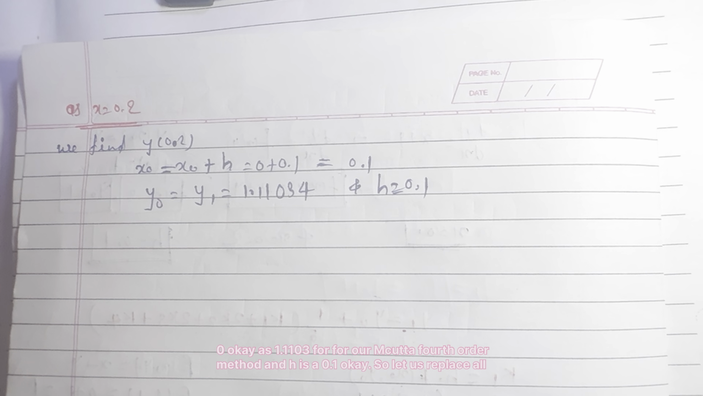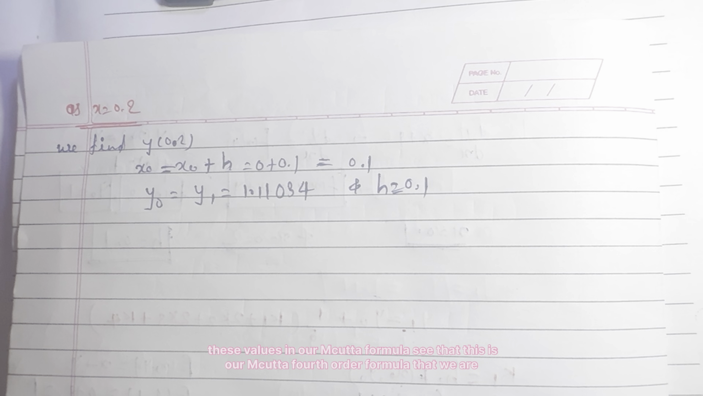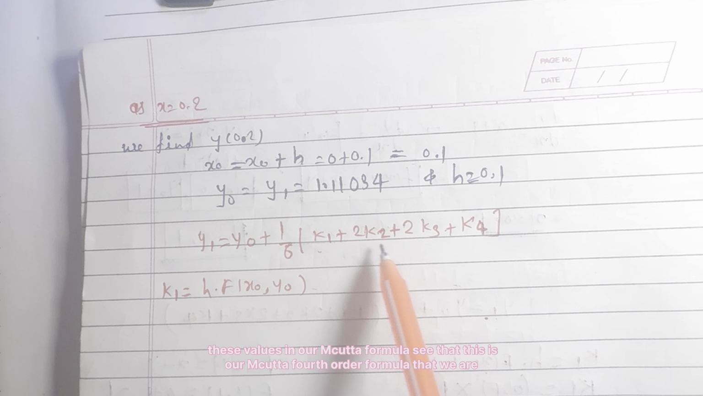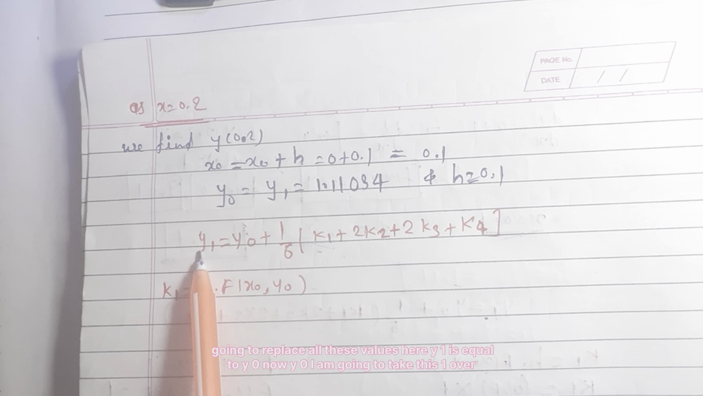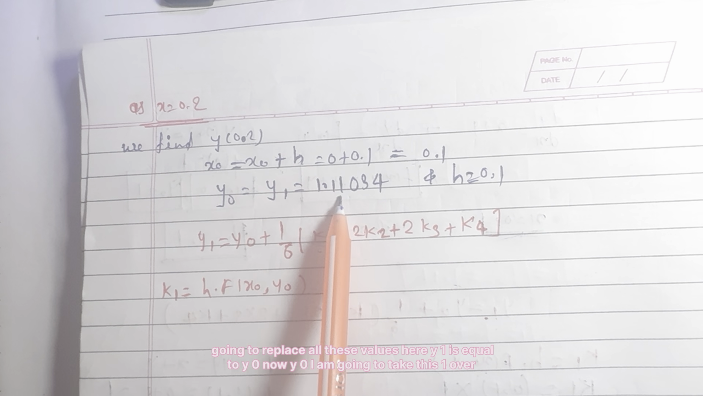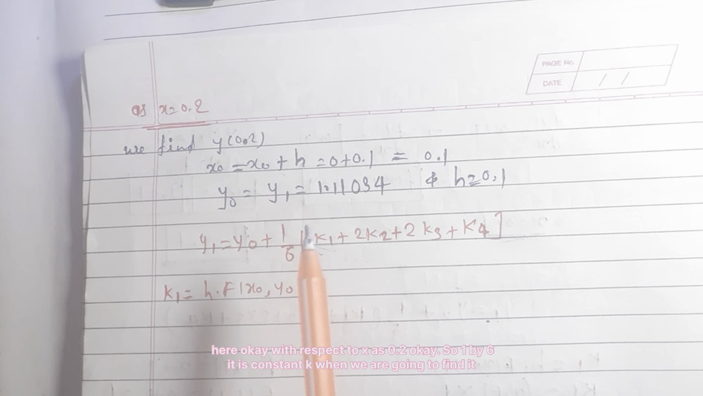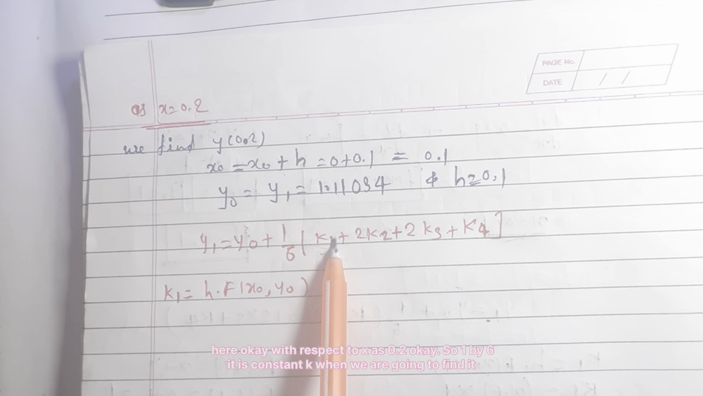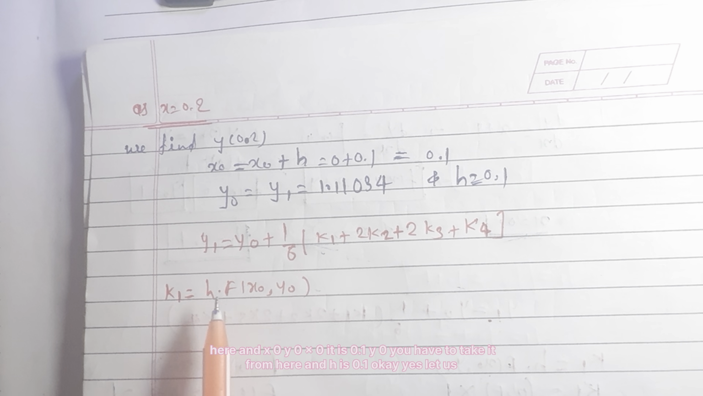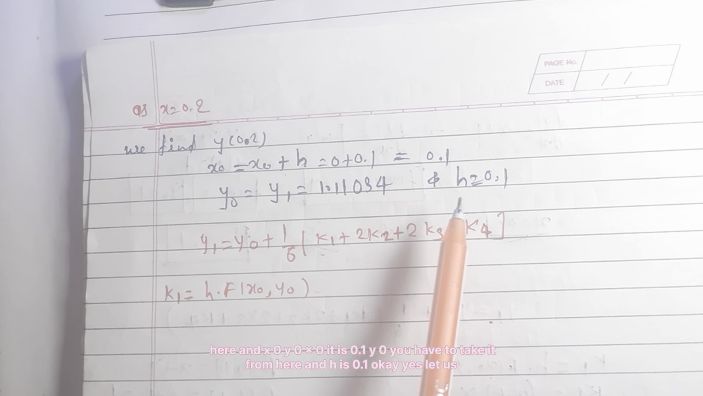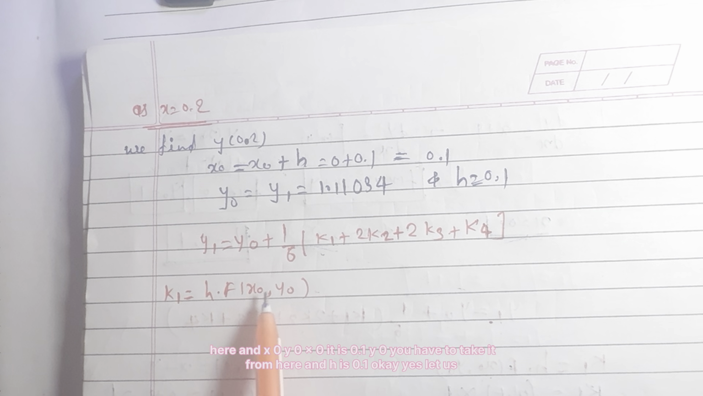So let's replace all these values in our Runge-Kutta formula. See that this is our Runge-Kutta fourth order formula. y1 is equal to y naught, now y naught I'm going to take this one over here, with respect to x as 0.2. So 1/6 is constant. K1 we are going to find here, with x naught, y naught. x naught is 0.1, y naught you have to take from here, and h is 0.1. Let's find out the value for our K1.